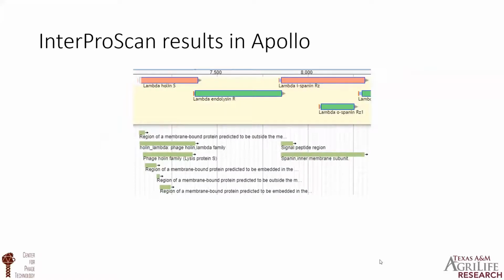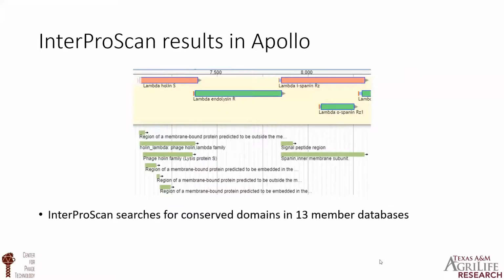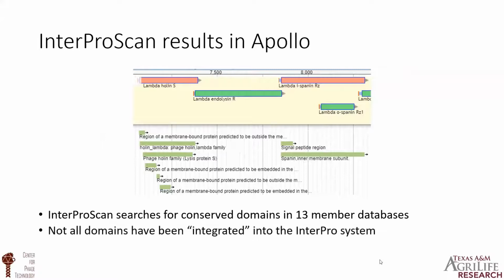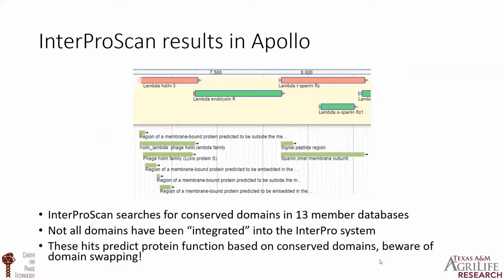So this is an example of InterProScan results in Apollo. Again, the user-created annotations appear in the top, and the InterProScan results are in the white field below. InterProScan searches for conserved domains in 13 member databases. Not all of these domains have been integrated into the InterPro system. The hits here can be used to predict protein function based on conserved domains.